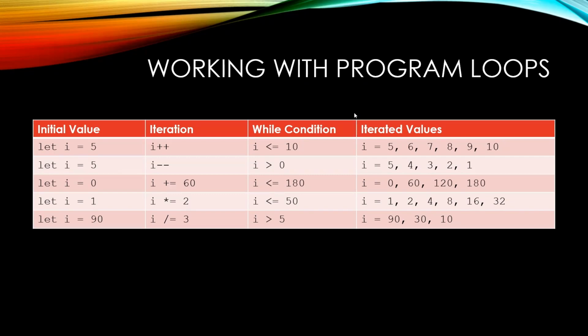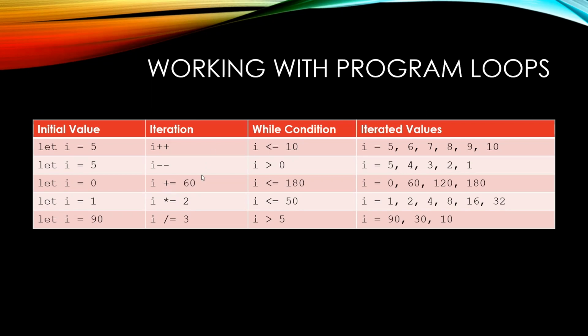While we work with program loops in JavaScript, we have a few different ways to iterate our counter variable. So here, for example, I have an I with a plus plus after it, and that will increment it by 1. So if I start at 5, I go 5, 6, 7, 8, 9, 10. The same thing happens with a minus minus. If I go as long as it's greater than 0, it'll go 5, 4, 3, 2, 1. I can do the plus equals, which is the shorthand way of saying I equals I plus something.